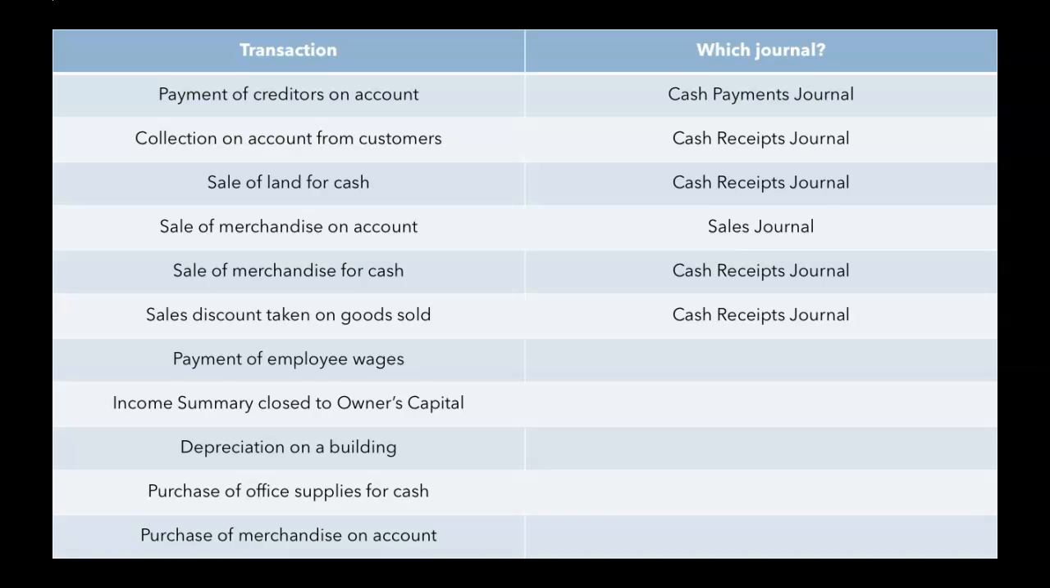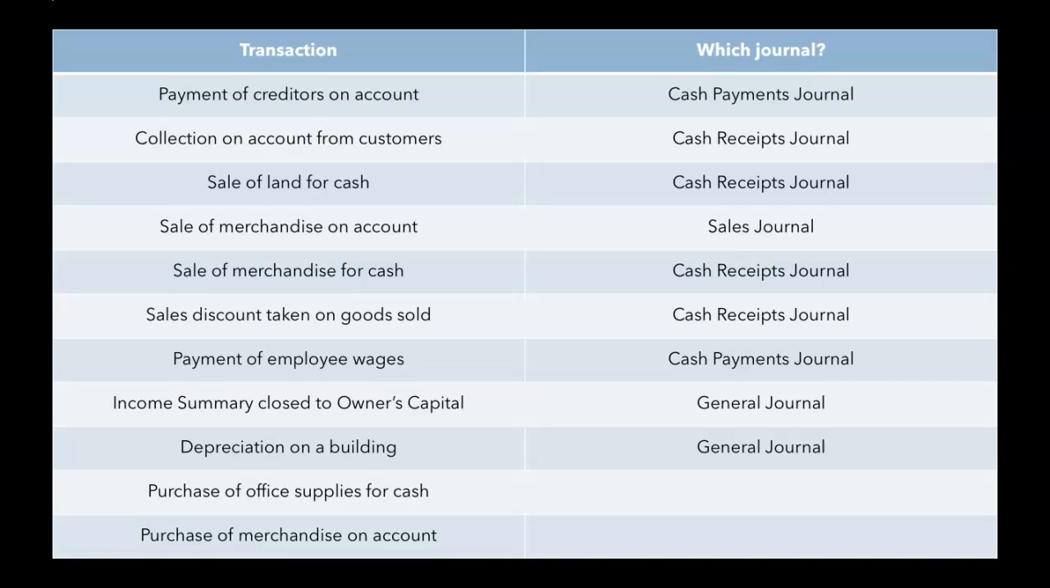So that's why this is going to fall into the cash receipts journal. Now, payment of employee wages. Well, how do you want to pay your employees? That's going to be with cash. So that falls under the cash payments journal. Now, income summary, close to owner's capital. That's one of your closing entries. And closing entries are recorded in the general journal. Depreciation on a building. Whenever we record depreciation, that's an adjusting entry. And adjusting entries go into the general journal.